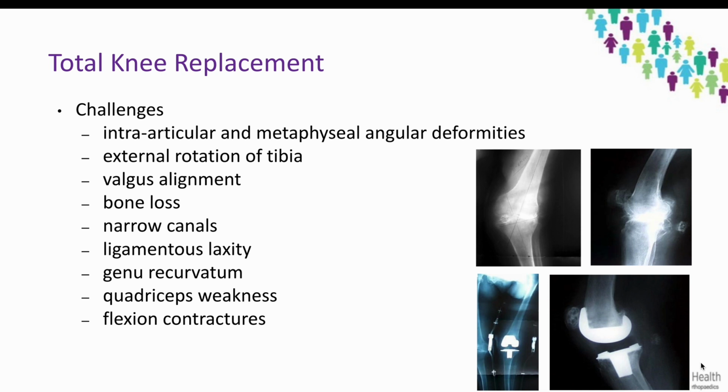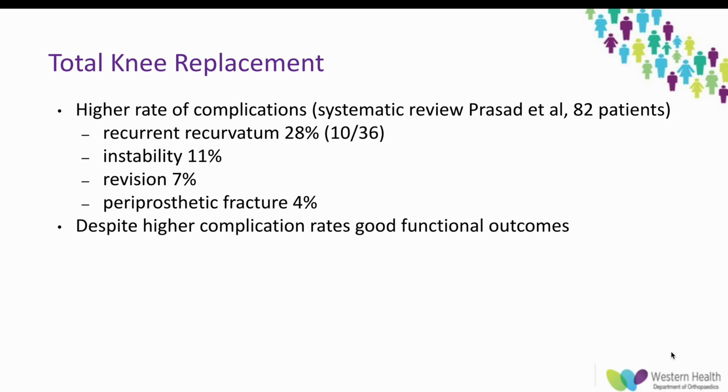They have genu recurvatum. They have a poor extensor mechanism due to the quadriceps weakness, and they, of course, can have flexion contractures. These patients are also at a higher risk of complications. One systematic review looked at 82 patients, and there was a risk of recurrent recurvatum in 28% of patients. 11% of patients had instability. There was a 7% revision rate and a 4% periprosthetic fracture risk. Despite the higher complication rates, these patients were found to have good functional outcomes following arthroplasty.